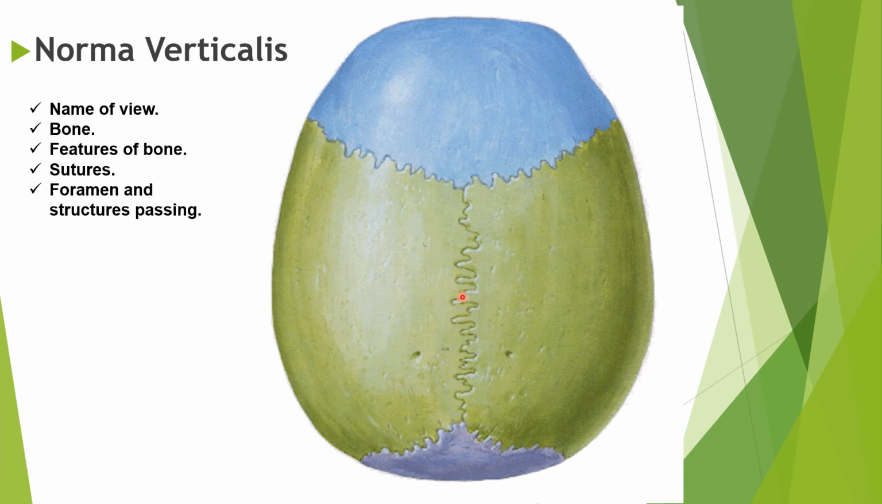The foramen and structures passing: you can see here this small foramen, the parietal foramen, that is for the emissary veins connecting between the scalp veins, the external veins in the scalp, and the inside. The main structure related to the sagittal suture, about 1 centimeter laterally, is the superior sagittal sinus. The superior sagittal sinus is found here.